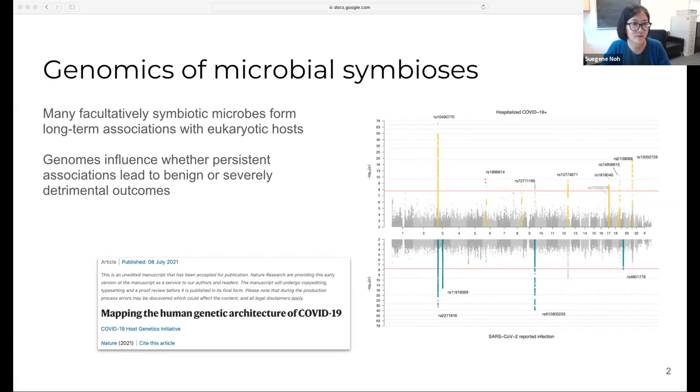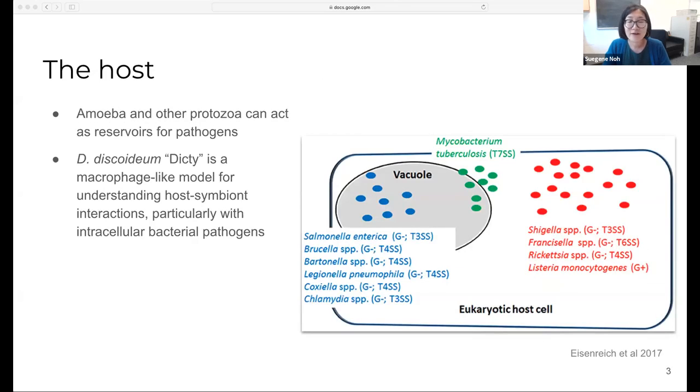So this is a particularly cool study that came out recently where we can see in the human genome genetic loci that are responsible both for susceptibility on the bottom and then severity of COVID-19 infections. And so not only are our genomes going to influence what kind of association we'll have with symbiotic microbes, but also the relationship itself will shape the ways that our genomes evolve. A lot of the research in my lab is trying to uncover these types of patterns by using our eukaryotic host, Dictyostelium discoideum.